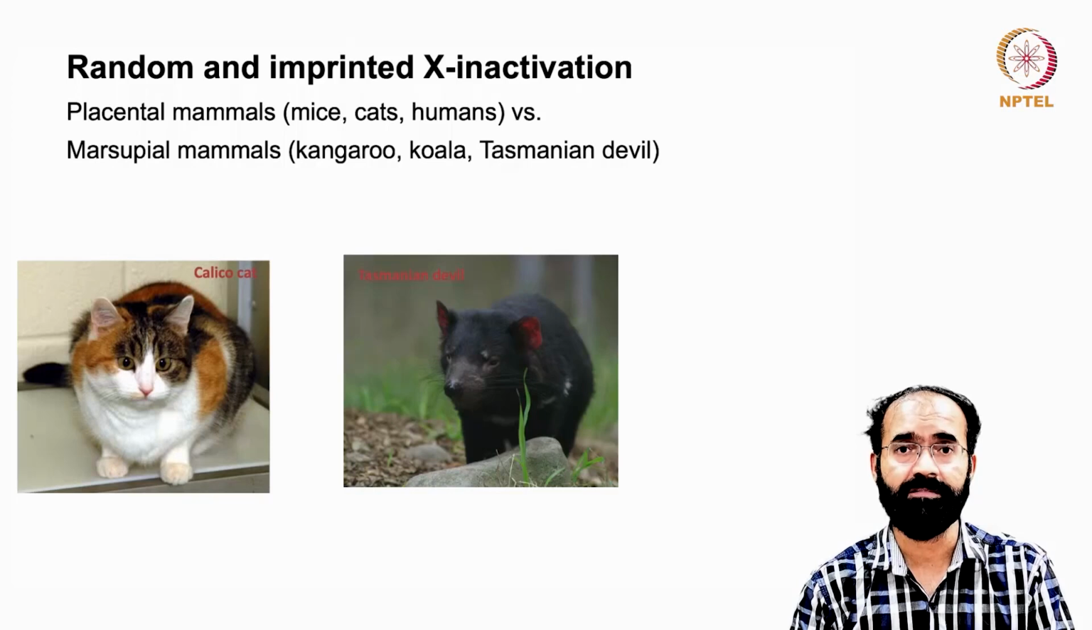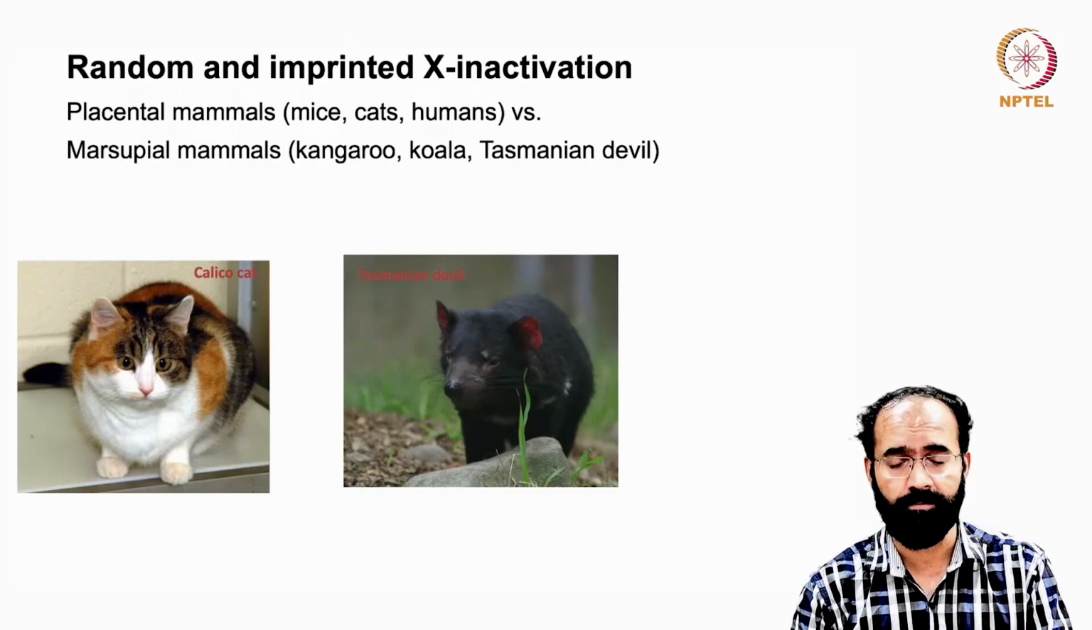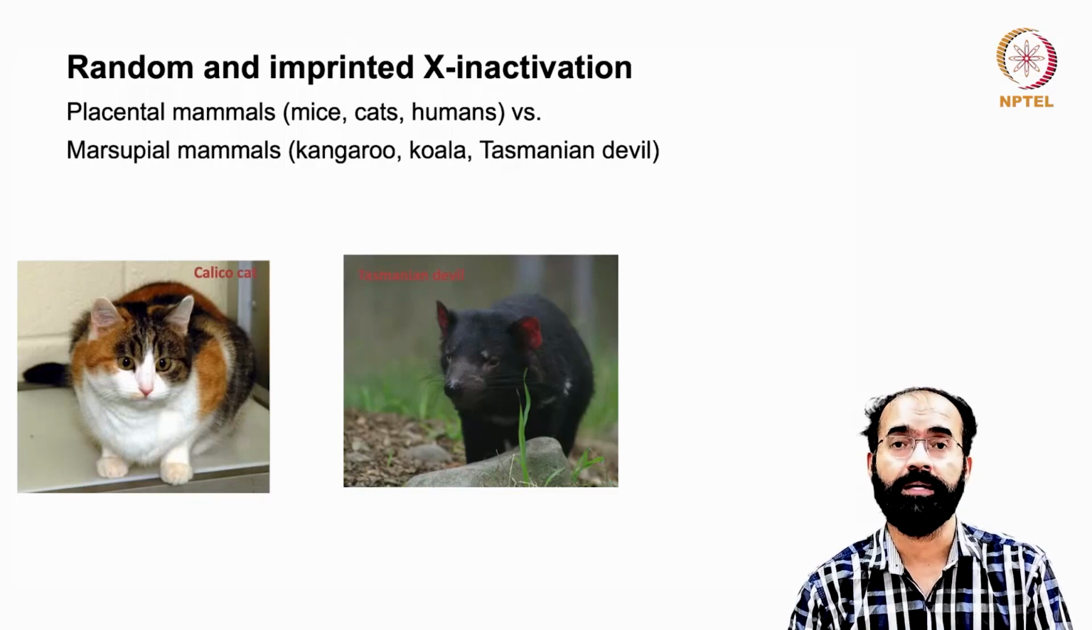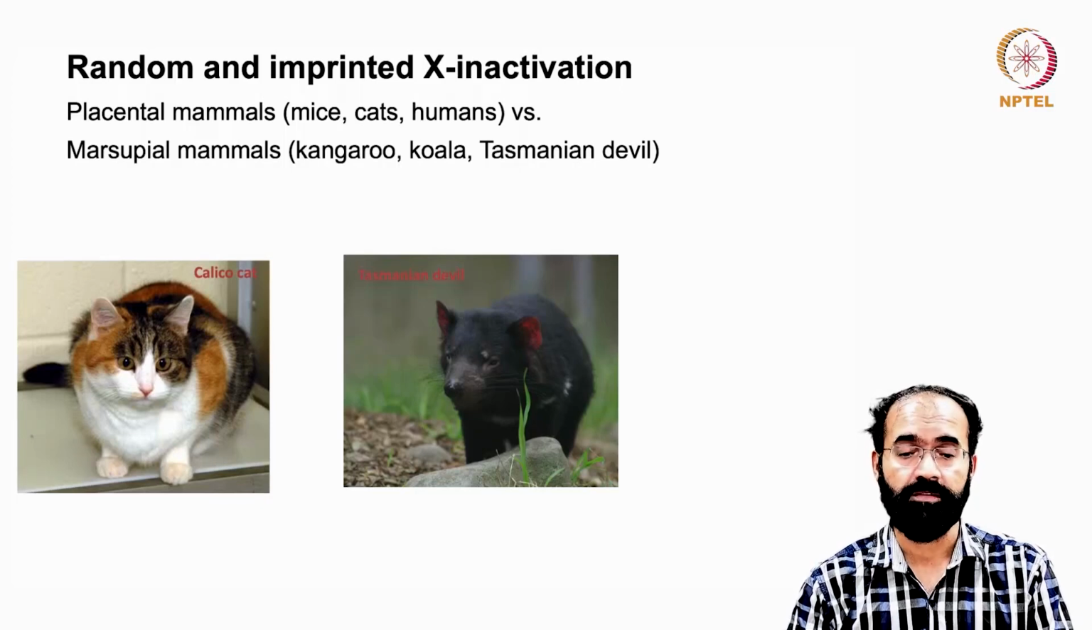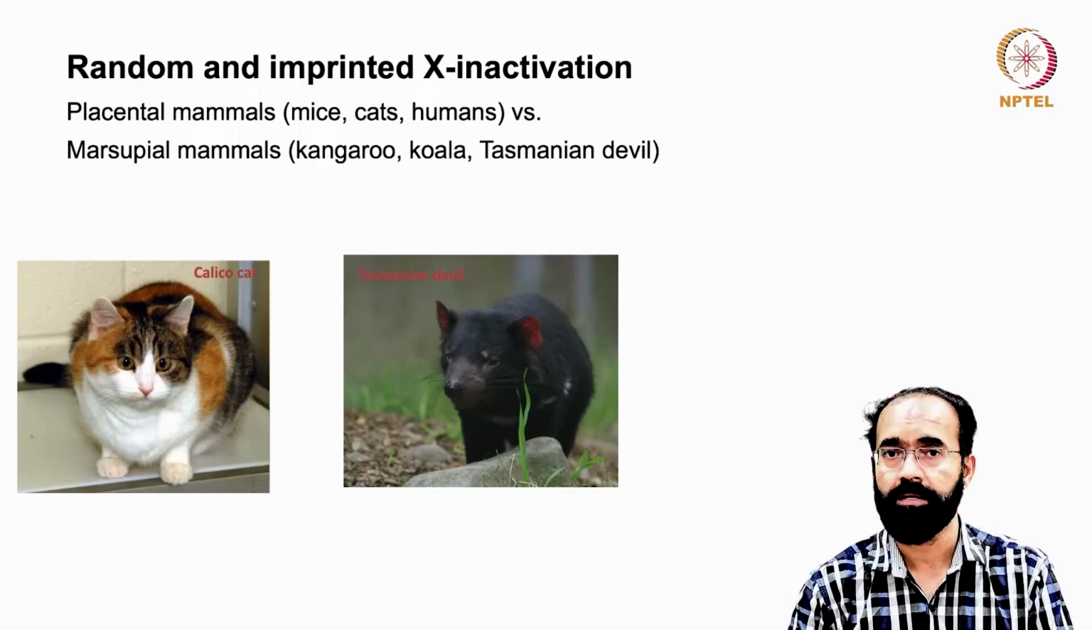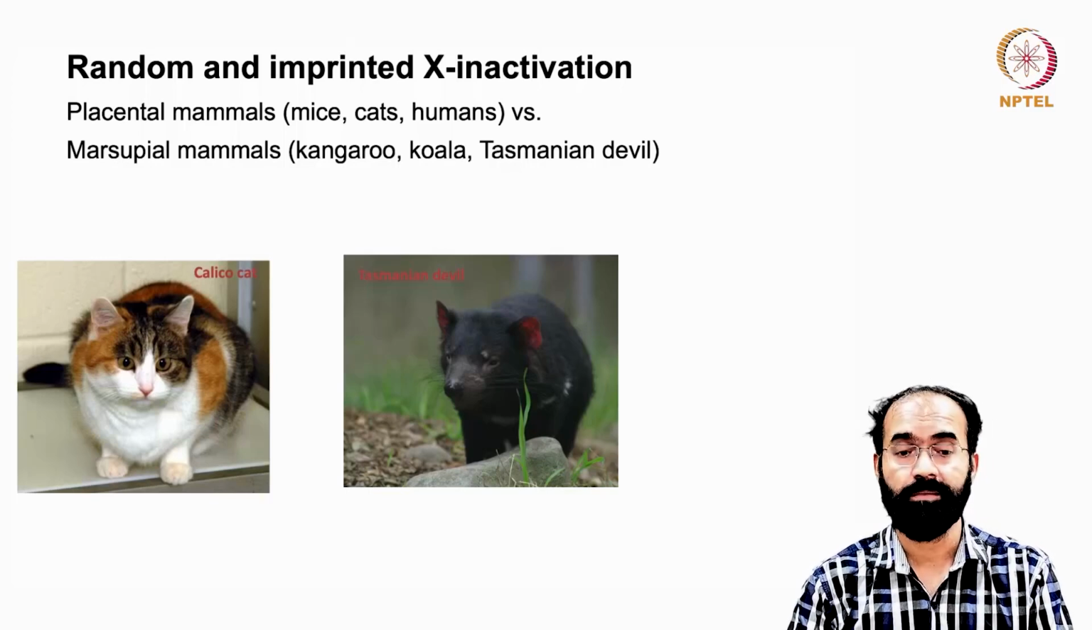And here you have an example of the Tasmanian devil, which is a marsupial carnivore. It is the only member of the marsupial group that is a carnivore. The rest of them are mainly herbivores or omnivores. This is a strict carnivore, meaning it eats meat.